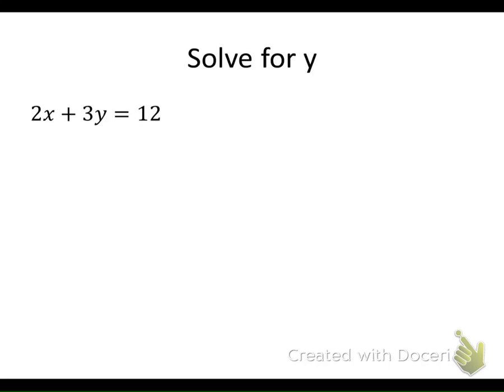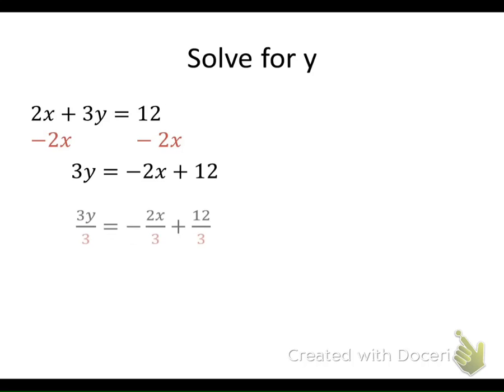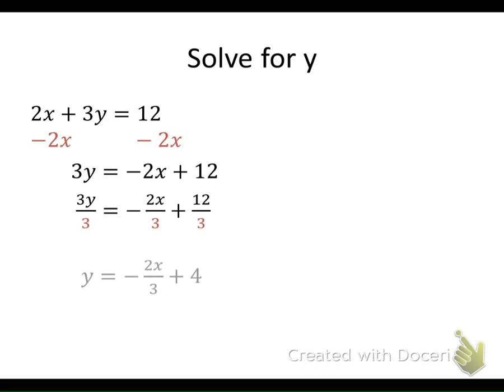Okay, first I want to get rid of the x term. Okay, we've got 2 x's, so I will subtract 2 x's from both sides. Okay, now I've got 3y is equal to negative 2x plus 12. I've got 3 times y, so divide by a 3. Divide everything by a 3. And I get negative 2x over 3 plus a 4. And here we've got slope, of course, is negative 2 over 3.